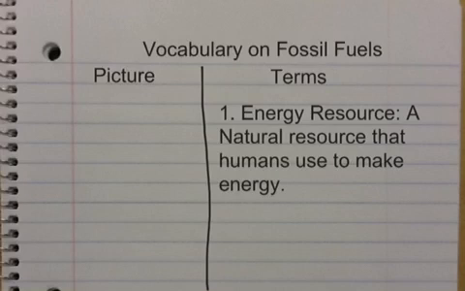So the first term is energy resource. An energy resource is a natural resource that humans use to generate electricity to make energy. Here's multiple examples. I'll tell you which one to draw.